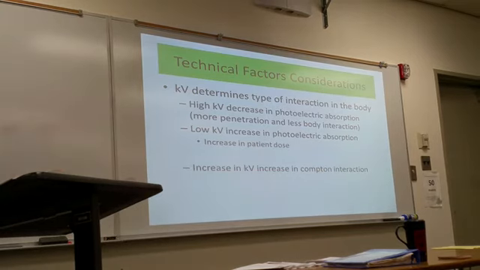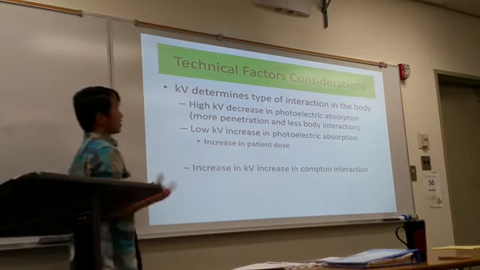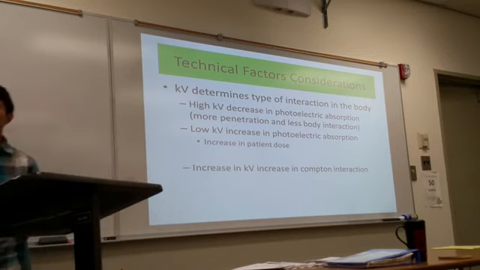And then, another factor to consider: kV determines what type of interaction occurs. Having high kV usually decreases photoelectric absorption because most of the beam goes through the patient, so more penetration and fewer body interactions. However, it produces a lot of Compton interactions after going through the patient. Low kV increases photoelectric absorption, so more of the beam will be absorbed by the patient, increasing patient dose. And sometimes we have no control over what kV we use because it's based on the anatomy that we have to shoot.